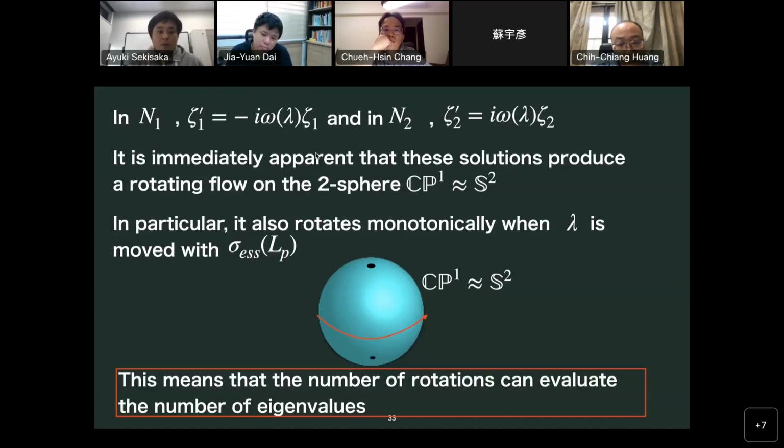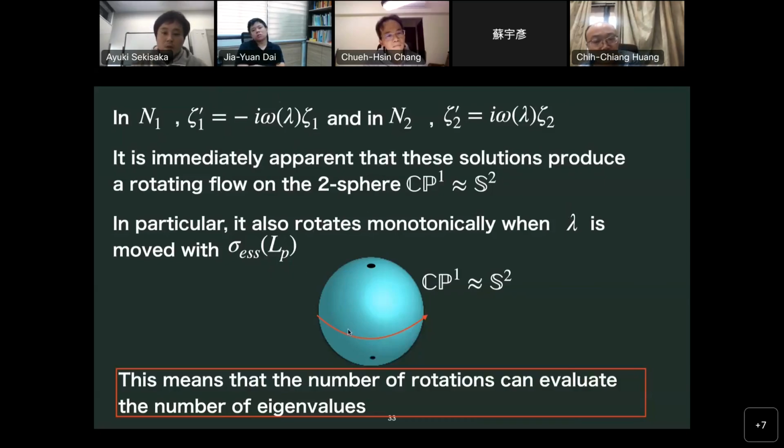Okay, so it is immediately apparent that this solution produces a rotating flow on the two-dimensional sphere, because CP1 is homeomorphic to the two-dimensional sphere. So this equation generates a rotating flow on the two-dimensional sphere. In particular, it also rotates monotonically with the parameter. So lambda moves in the essential spectrum.